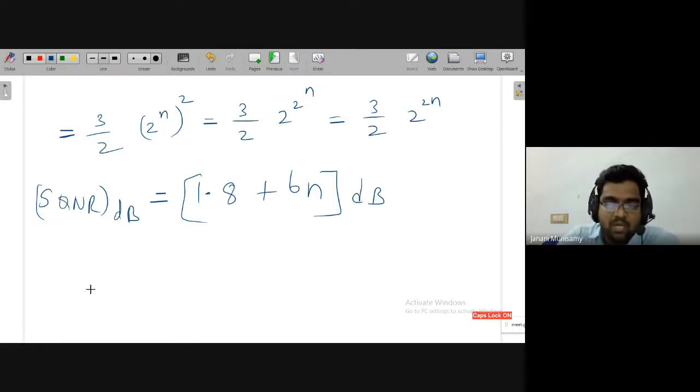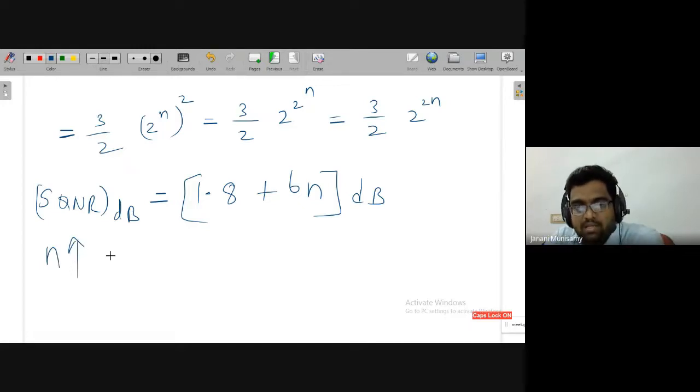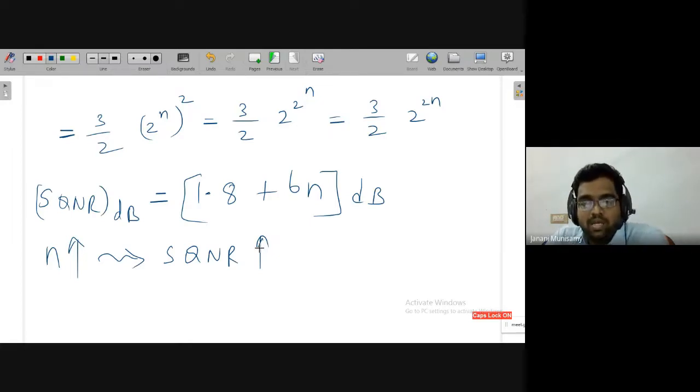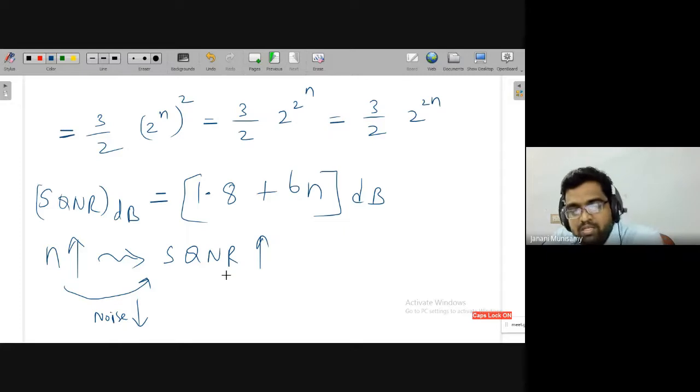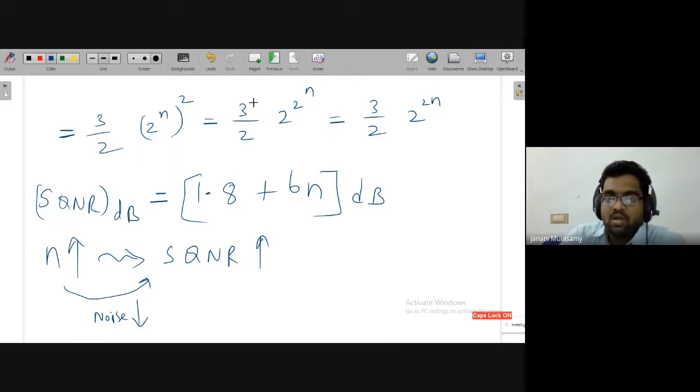Now, what is the observation here? I know when I increase n, clarity will increase. That means when I increase n, it is indicating SQNR is increasing. I have already said, if the signal to noise ratio increases, our communication will be better. Why is it increasing? Because when n increases, definitely quantization noise will reduce. Once quantization noise reduces, definitely the signal to quantization noise ratio will increase. We see the same in our final expression.